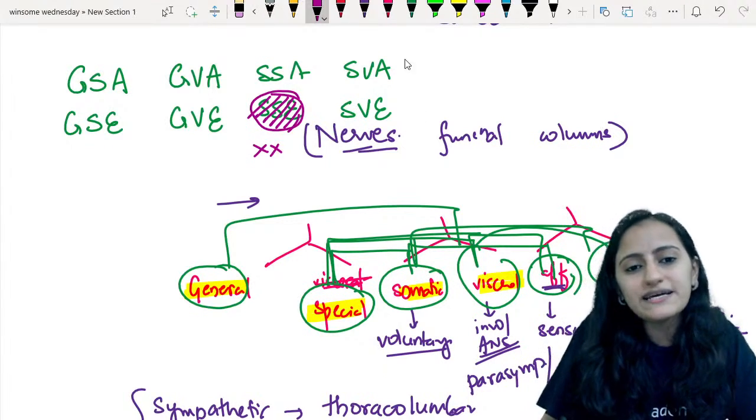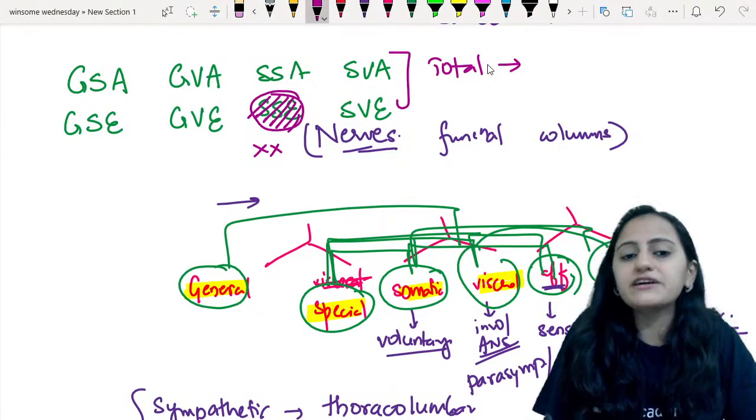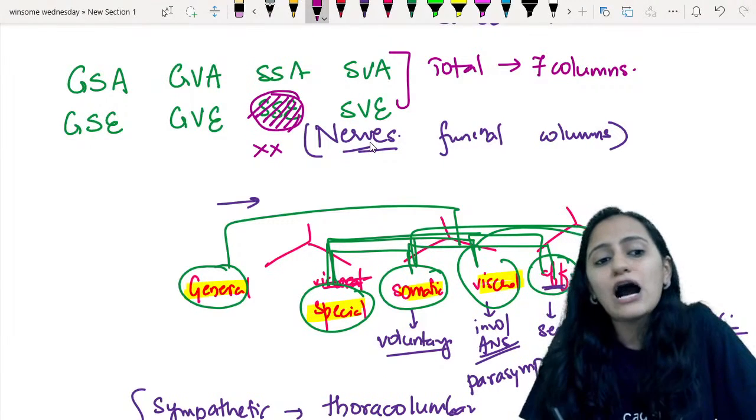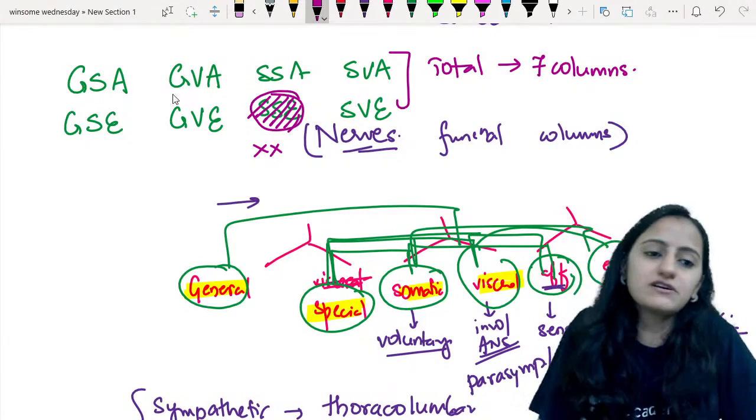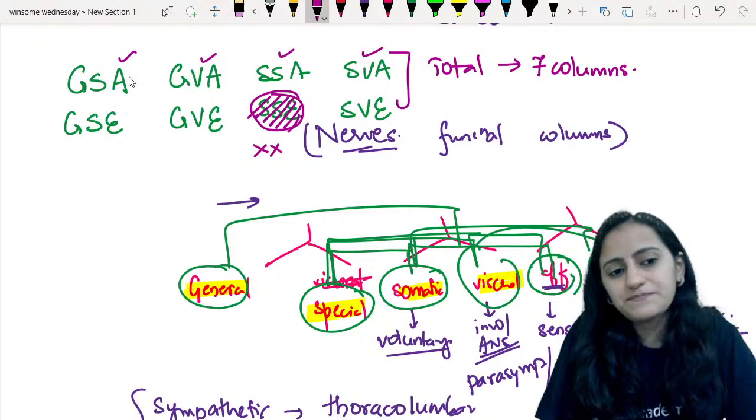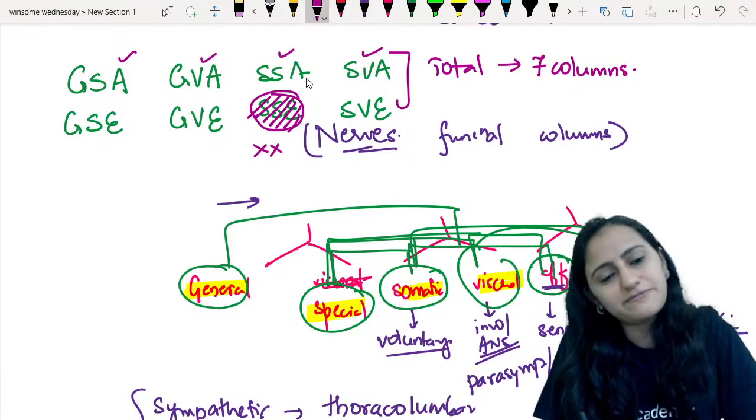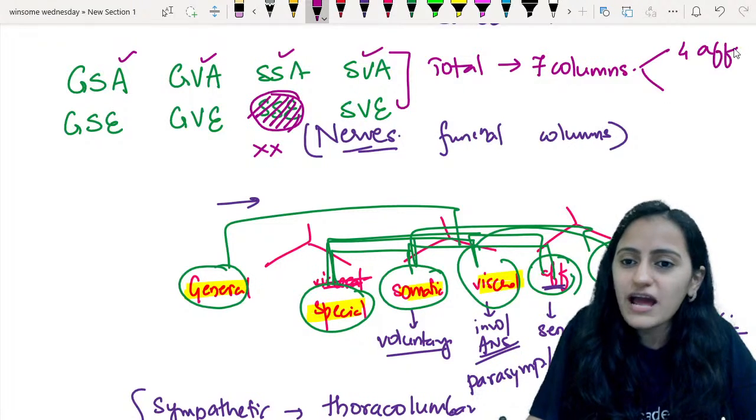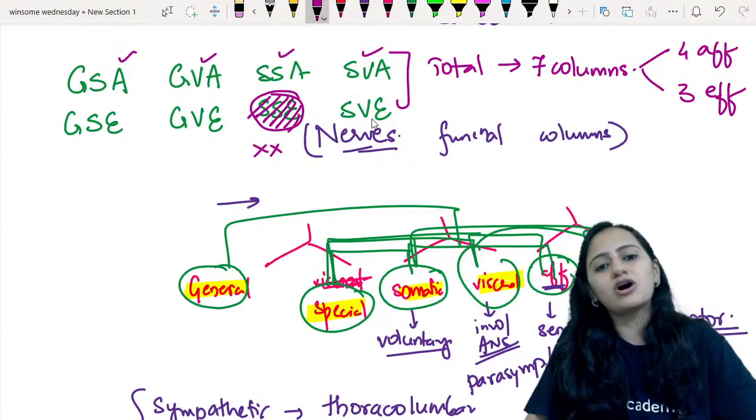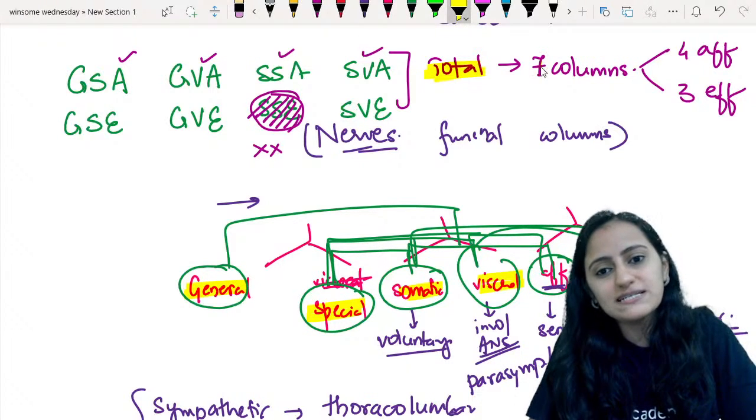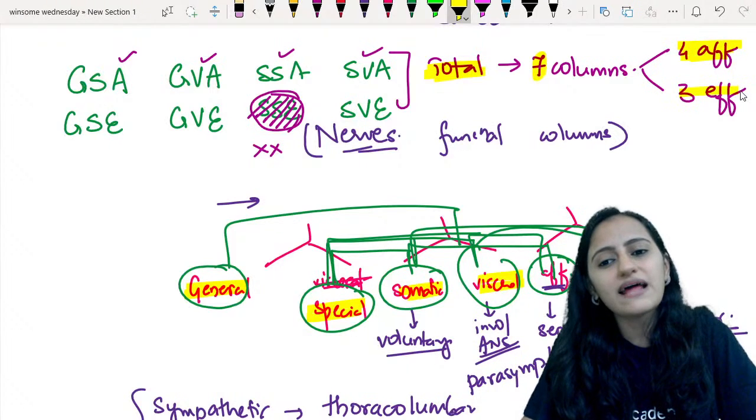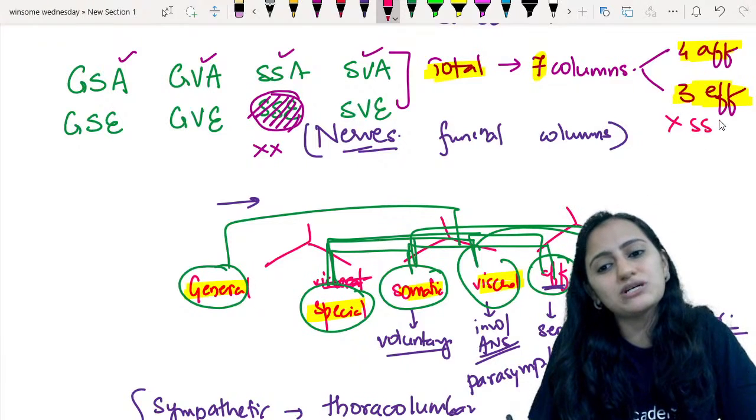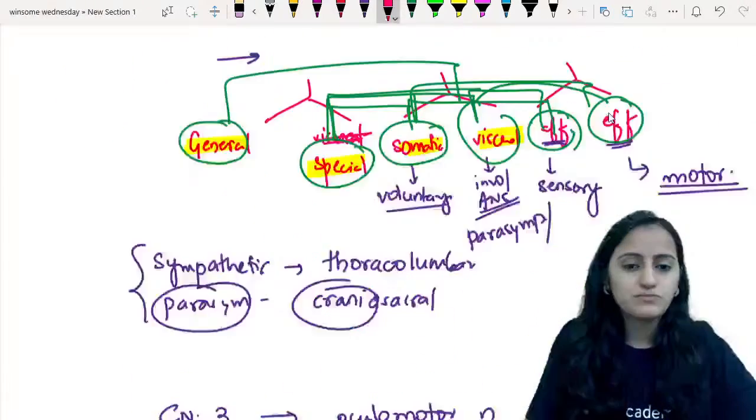So in total, how many columns do we have? We have 7 columns, right? Out of that, how many are afferent and how many are efferent? You have 4 afferent columns: general somatic afferent, general visceral afferent, special somatic afferent, special visceral afferent. You have 3 efferent columns. Clear with everyone? So we have 7 columns in total, 4 afferent and 3 efferent, because there is no special somatic efferent. Remember, there is no special somatic efferent.